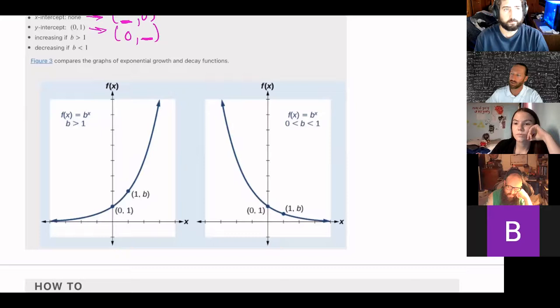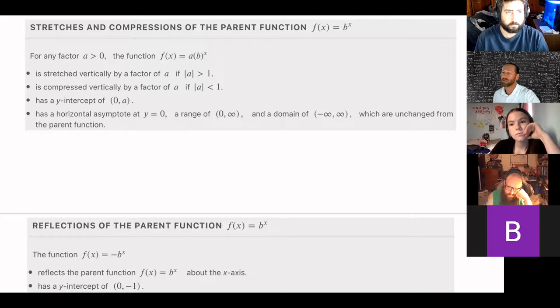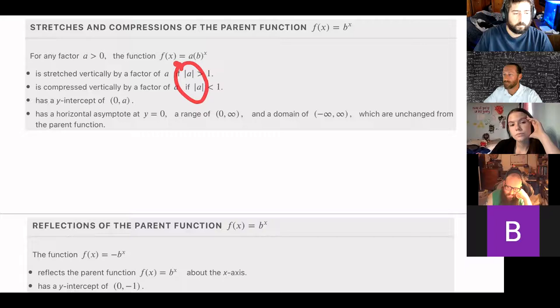Don't forget there are stretches and compressions that could happen as well. And that's when instead of adding or subtracting, we end up multiplying or dividing. Now notice it's still going to be a measurement compared to 1. If it's greater than 1, it's going to be stretched. If it's less than 1, it's going to be compressed down. It's going to move slower, half as fast, rather than 5 times as quickly. And notice they have the absolute values around it. What are they saying to look at only? A? Yeah, the value of A, not whether it's positive or negative.